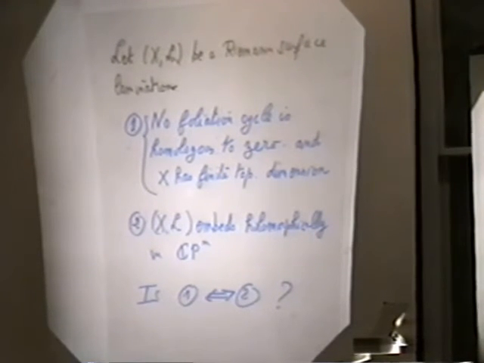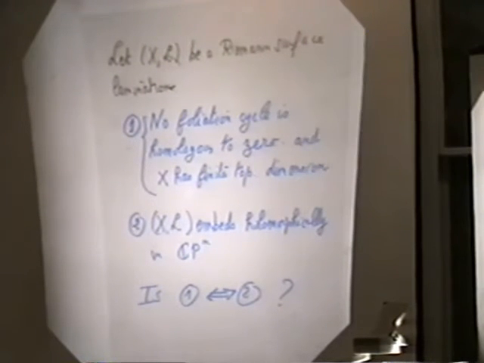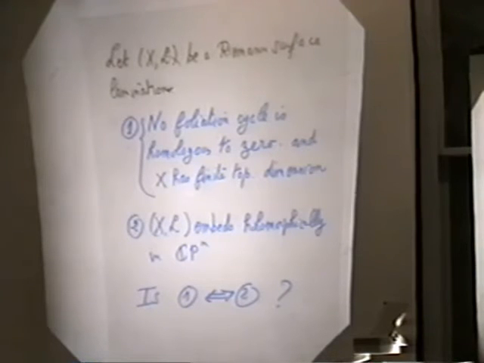Assume that no foliation cycle is homologous to zero. Does that imply that the lamination embeds holomorphically in PN? This is the main question. However, the big problem is that, till now, this question does not make sense. Let me explain why. I have no idea, at least today, of what could be the meaning of being homologous to zero for a foliation cycle in a general space. I don't even know how one can associate a homology class to a foliation cycle.